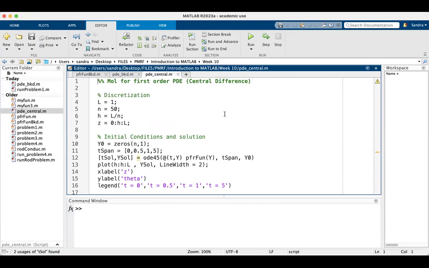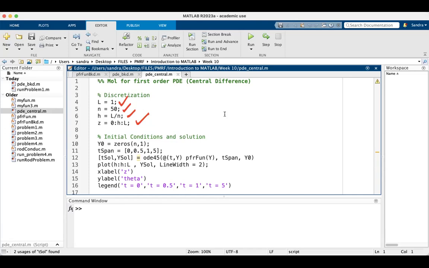Okay, the length of the road is equal to 1. And with respect to position, I'm dividing it into 50 intervals. Okay, 50 intervals. Now my h, the step size, will be equal to L divided by N. So my position will be going from 0 to L with a step size of h. Okay, I've discretized with respect to position.